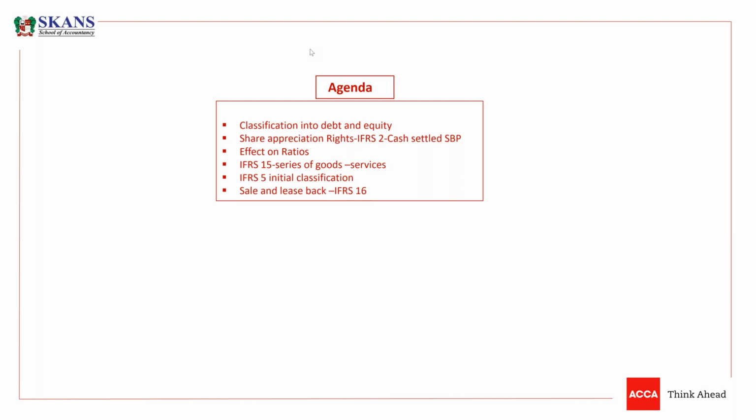And in the same way, we will be talking about IFRS 15, in which we will be talking about series of goods or services. What does it mean? Obviously, we'll be talking about it in a while. Then we will be talking about IFRS 5, which is initial classification and related measurement. So these are the topics that we need to revise and solve related questions. The last topic would be sale and leaseback in IFRS 16, and we will be solving a question on sale and leaseback as well.